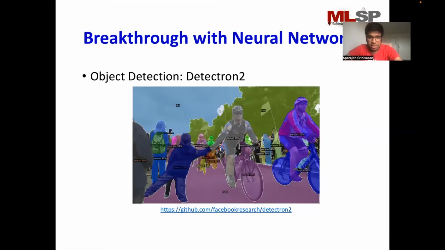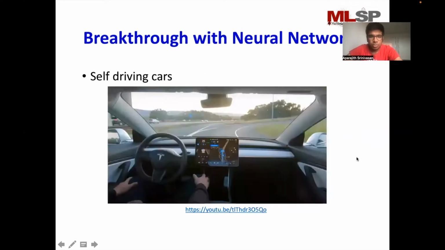The next one is object detection, where an input image is given to a neural network and it detects the various objects present in the image. This is a neural network called Detectron 2 by Facebook Research. Another hot topic which is prevalent in today's world is self-driving cars, where a neural network is trained to help in driving a car by itself. This is a video from Tesla, and the link is given here.